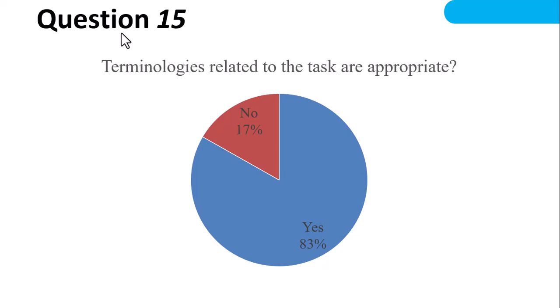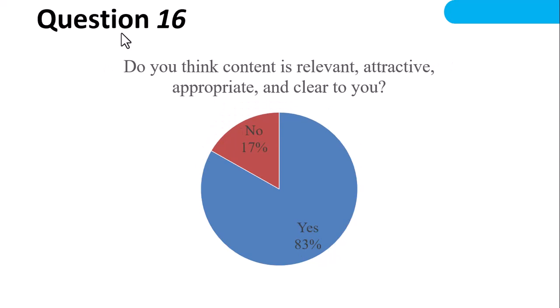Okay, terminologies related to the task are appropriate. Mostly people are satisfied by this task, and some 17% were not satisfied. The other question is, do you think content is relevant, attractive, appropriate, and clear to you? Mostly people, you can see 83% said yes, it is clear and also appropriate to educate the children.